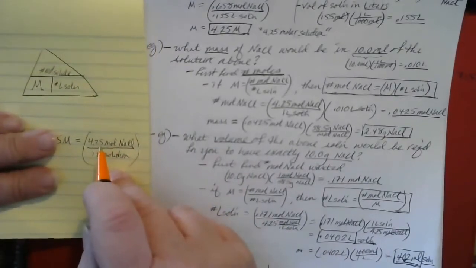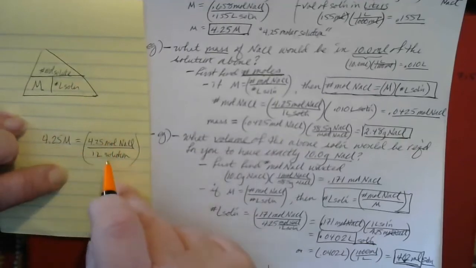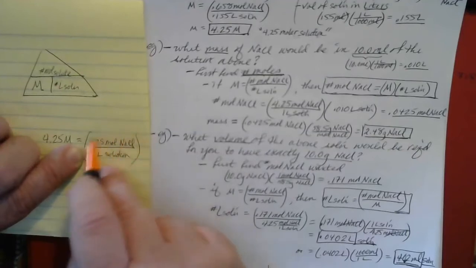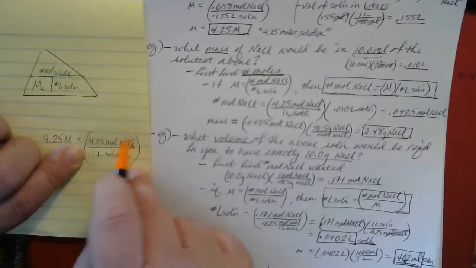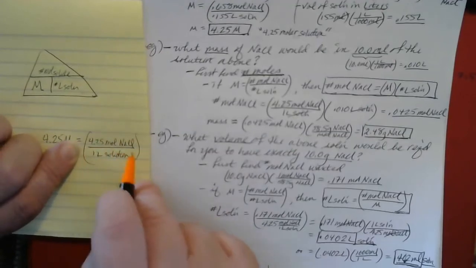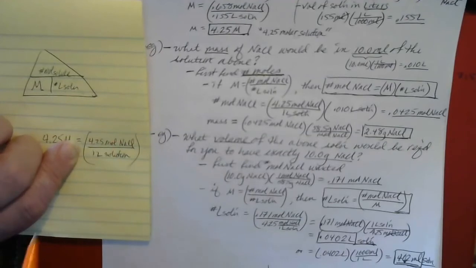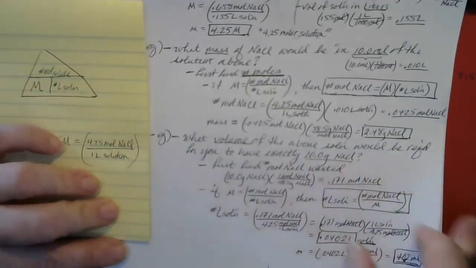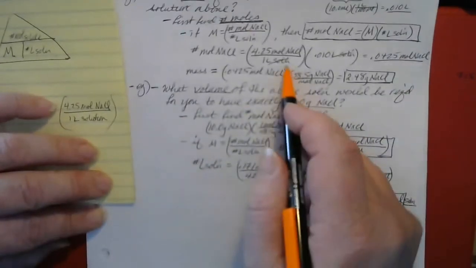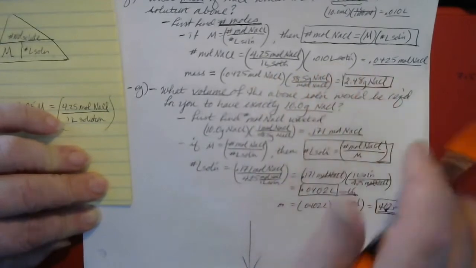For instance, even here, if you had forgotten the triangle, if you take the molarity and write it out like this, then it becomes pretty obvious what you need to do in order to find the number of moles in that solution. That is, you have to multiply the molarity by the volume in liters. That way liters will cancel and you'll get moles. And that's exactly what we end up doing. 4.25 moles of NaCl per liter of solution times the volume of the solution in liters.